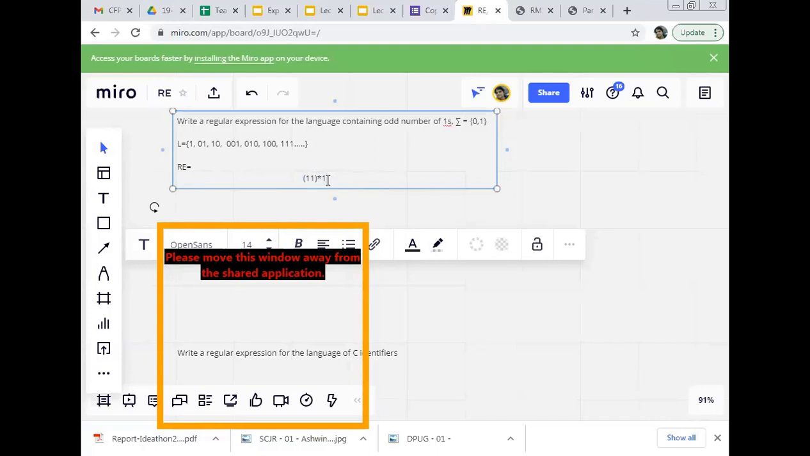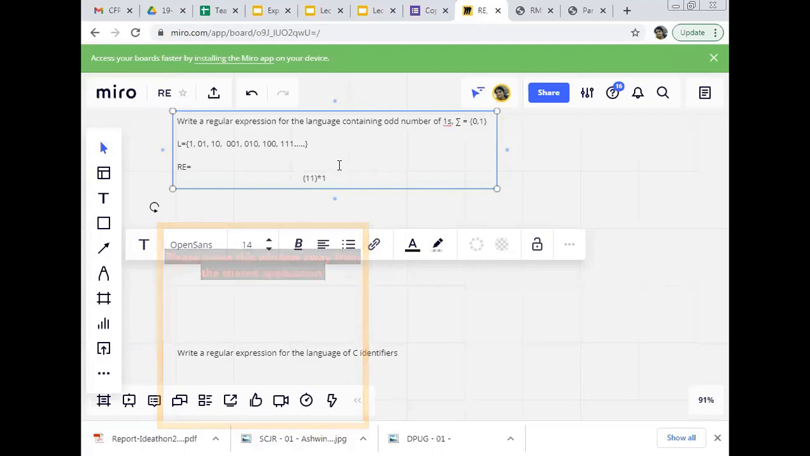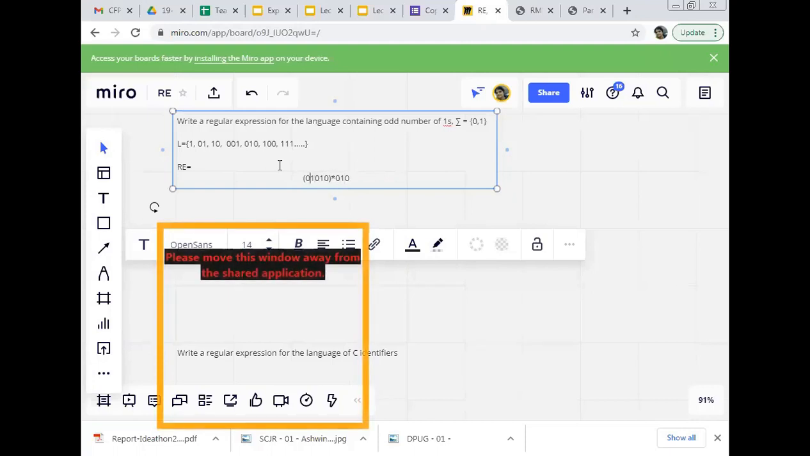Now, the string also contains zero, right? Think about zero. Is there any constraint on zero? No. It can be anywhere and repeated any number of times. What do you mean by anywhere? Put it everywhere then. Any number of times, so it is zero star, zero star everywhere. I hope you are getting this.